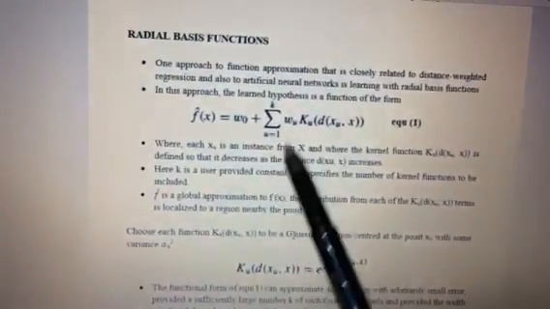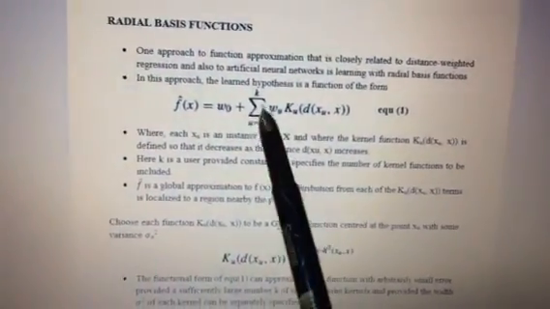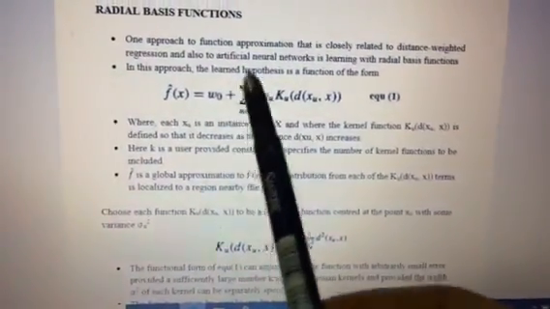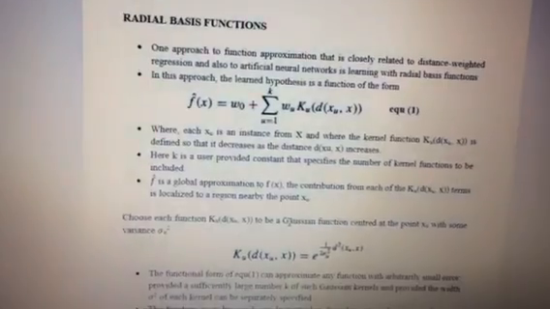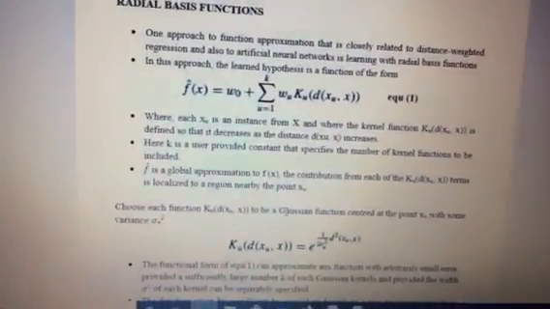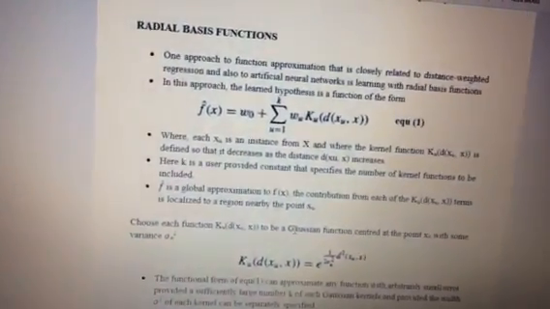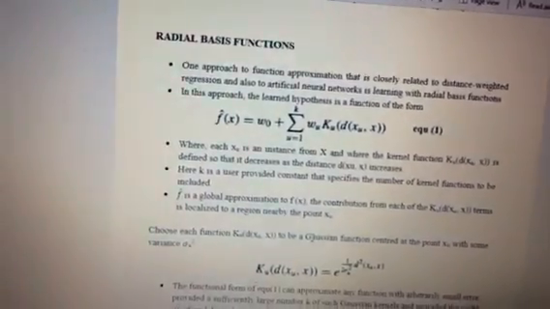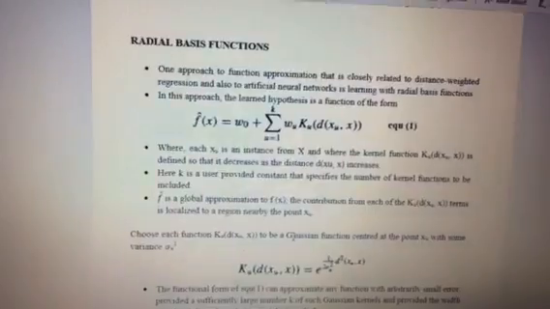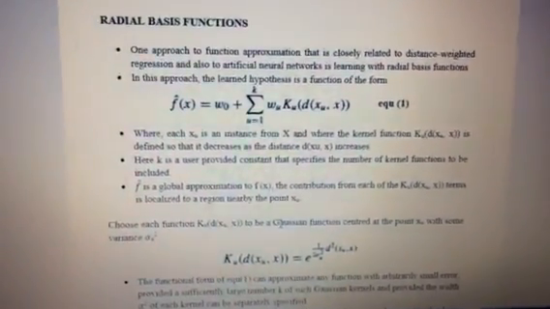The kernel function is a user provided function. The k value here, u equal to 1 to k, is also user defined. How many kernel values it has to consider is indicated by the user. So k is a user provided constant. Here f cap of x is considered as a global approximation of f of x.